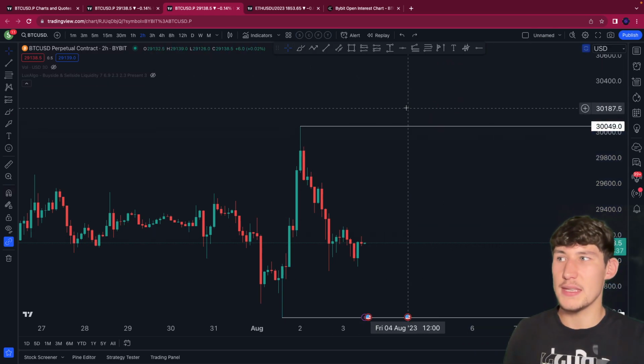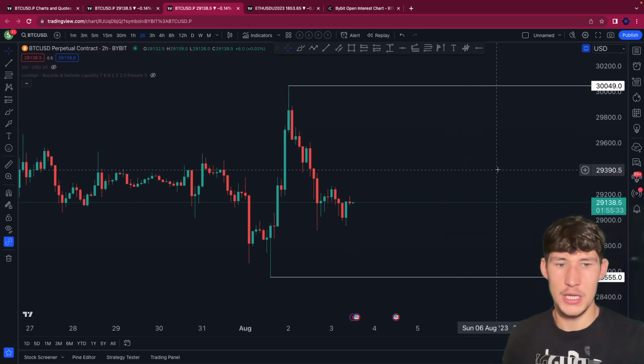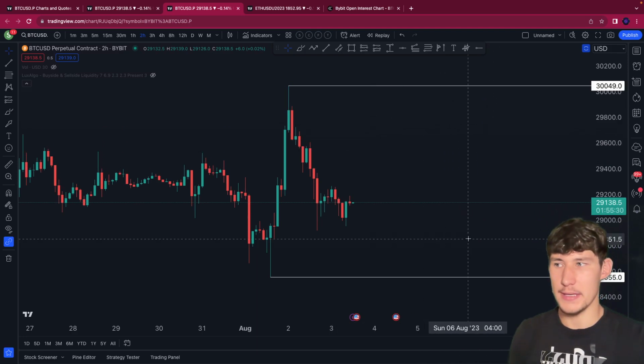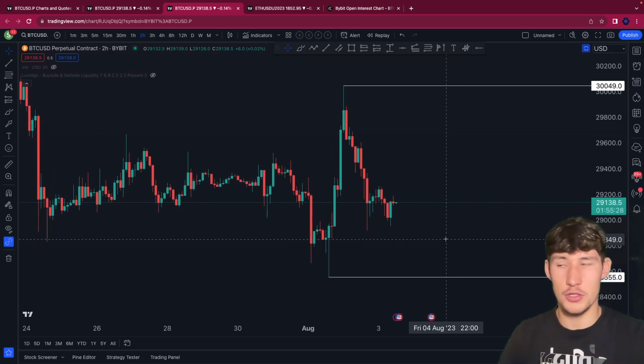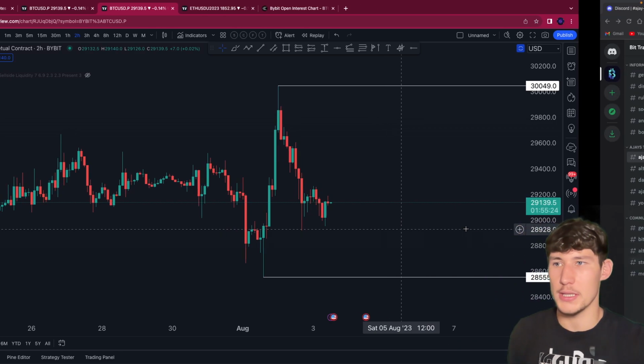But initially, these are the levels that I am looking to trade, again if we see the confirmation and the confluence at these two levels. If we don't see the confirmation and we don't see the confluence, then no trade will be entered. And I'm going to show you an example of this.